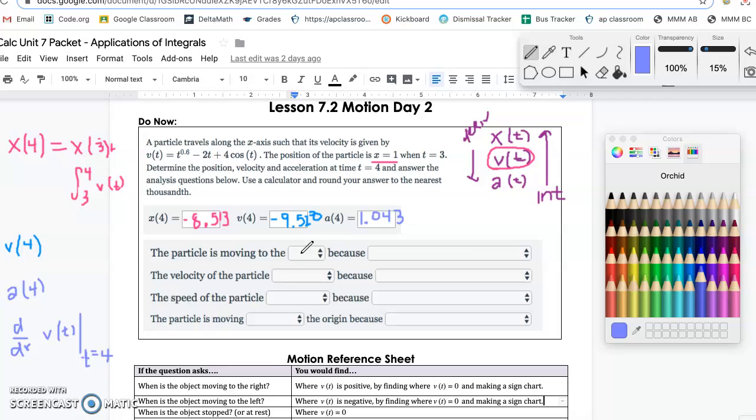So first, when it comes to these follow-up questions, the first thing it says is the particle is moving to the, so we have to choose right or left. Remember, when we see what direction the particle's moving, that's based on velocity. I look at my velocity, and I see it's negative 9, so the particle is moving to the left. I'm just going to write L for left because v of t is less than 0.